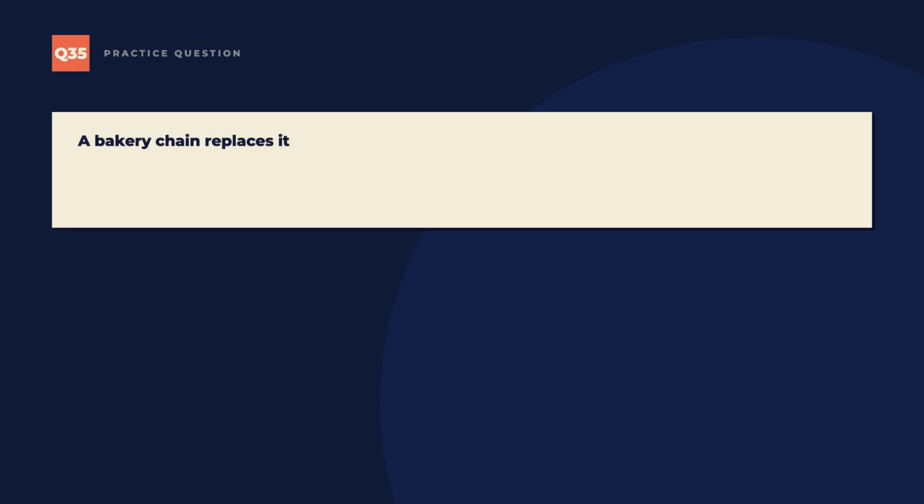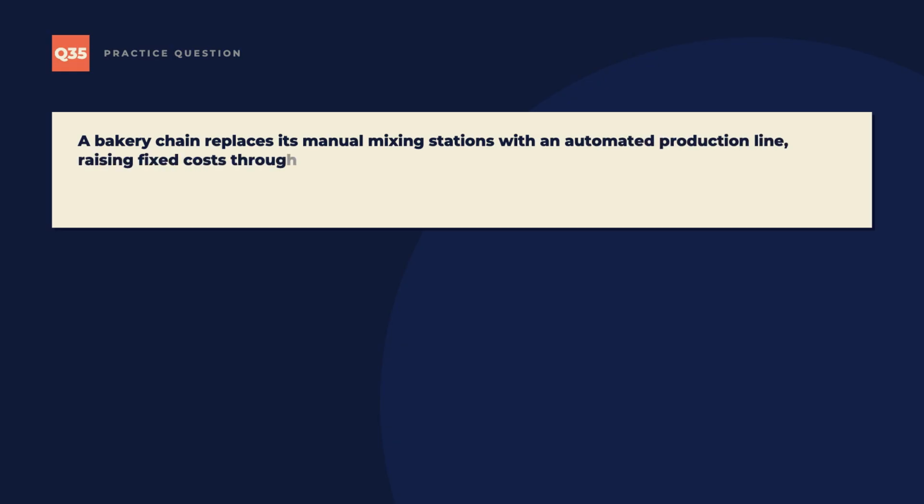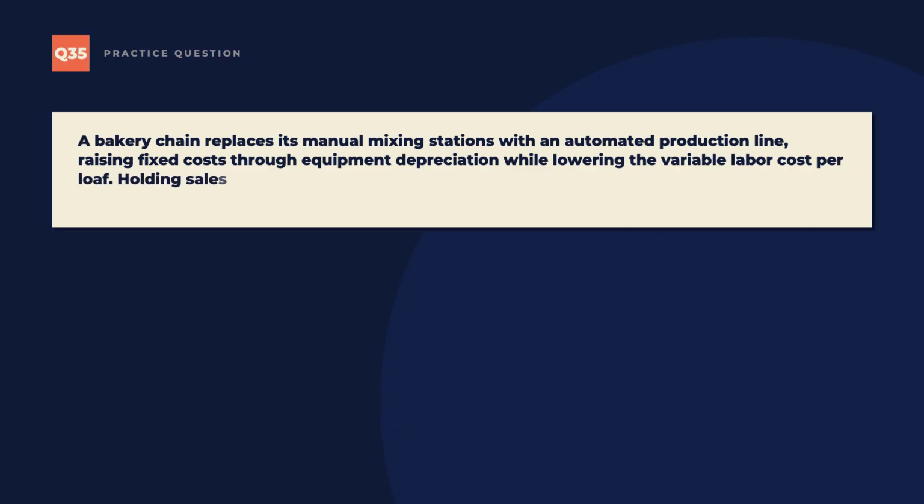Question 35. A bakery chain replaces its manual mixing stations with an automated production line, raising fixed costs through equipment depreciation while lowering the variable labor cost per loaf. Holding sales constant, what happens to its operating break-even point and its business risk?